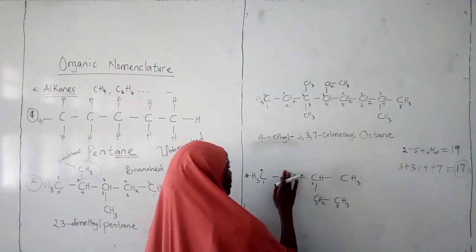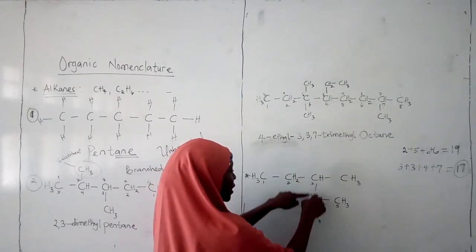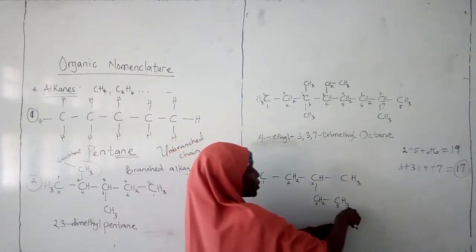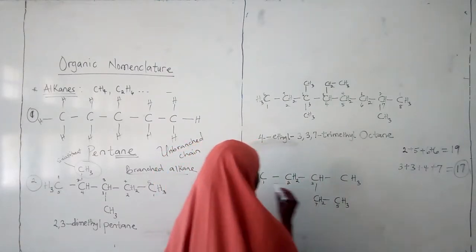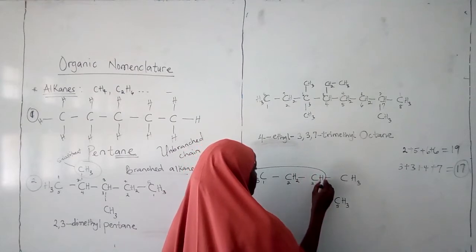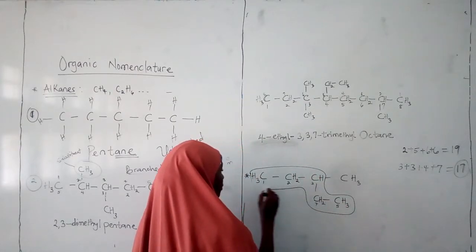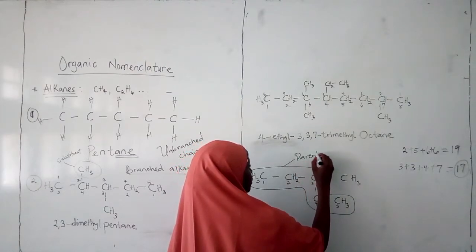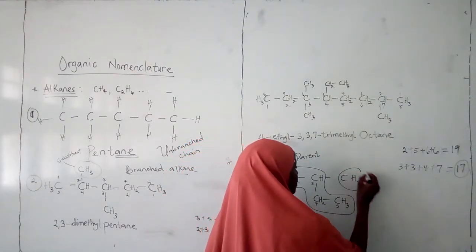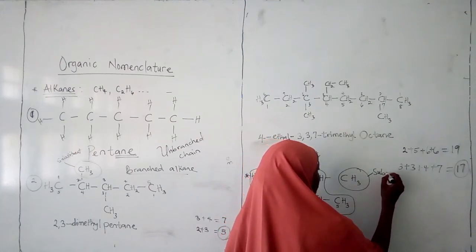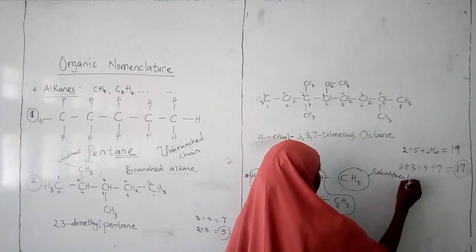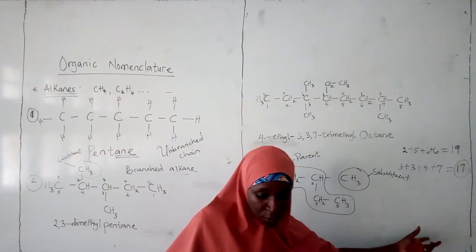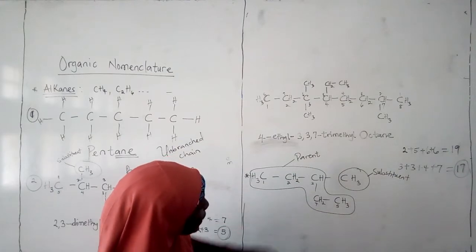So as we can see, since this chain here is 5, while this chain here is 4, we are going to take the one with 5, since it is the longest chain. Now this is our parent chain, while this methyl group is now the substituent. This is our methyl group and this is our substituent.